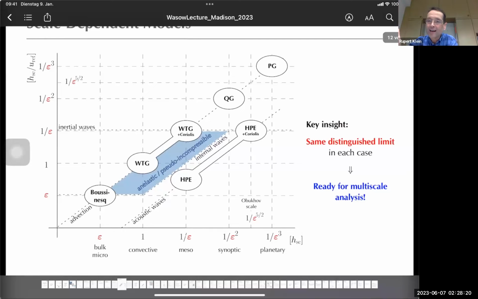At the time, the meteorologists like Charney and colleagues who they talked to, they weren't interested. They thought this was all too complicated and too mathematical, and asymptotics is too constraining anyway. And so they dumped it and did something else. But all of this could have started about 60 years before.